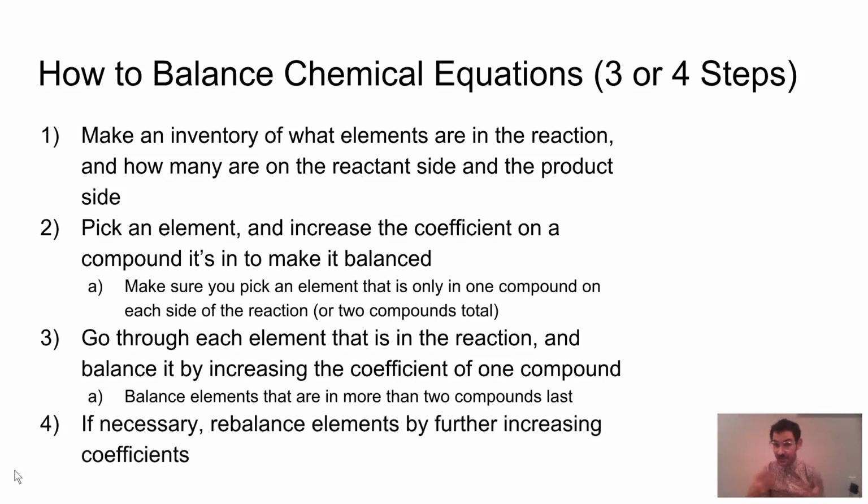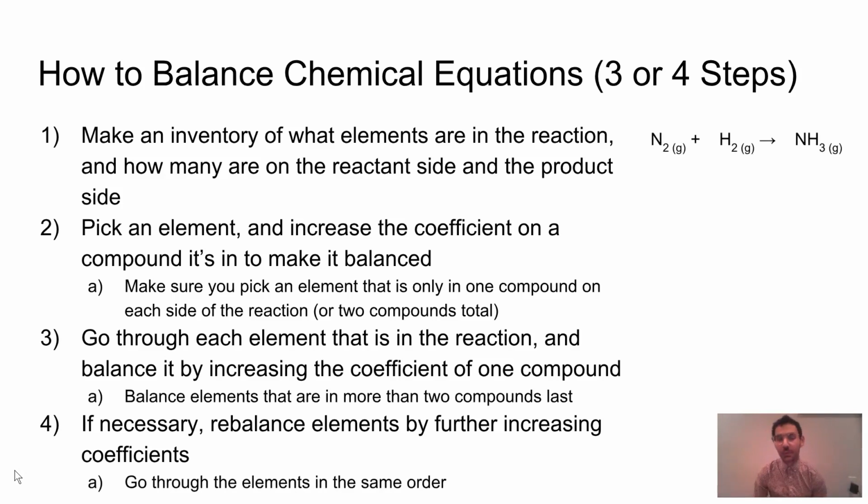So, we might get to a point where we've looked at balancing each of the elements, and it's still not balanced. We want to just keep going through our elements in the same order, working on balancing things out until we get to a nice, happy, balanced equation. So let's look at an example, and we'll go through these steps.